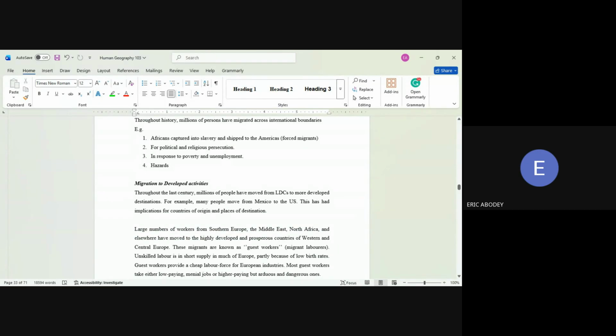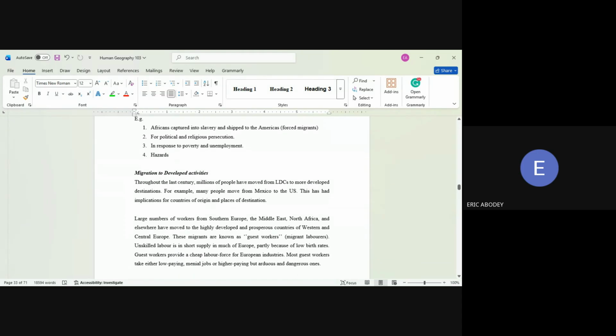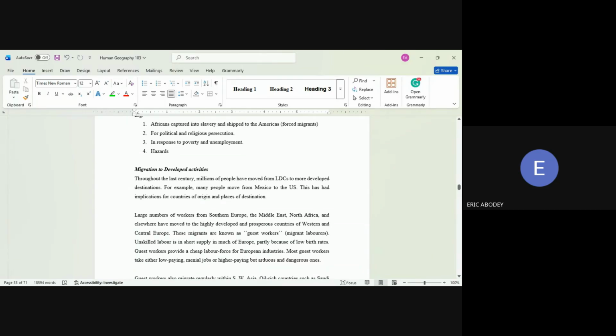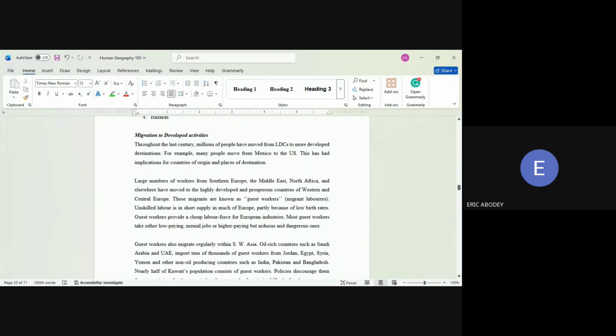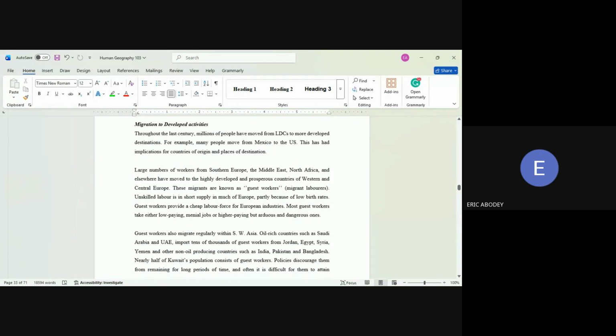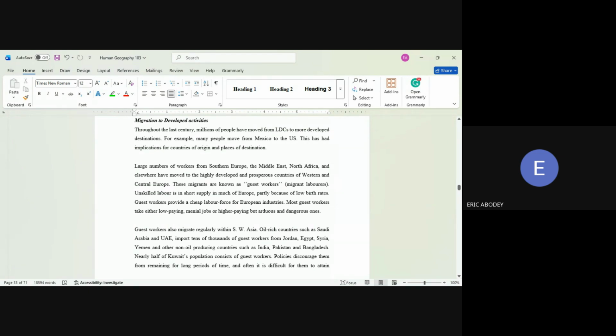Now let's look at migration from developed to developing countries. Throughout the last century, millions of people have moved from less developed to more developed destinations. For example, many people move from Mexico to the US. This has had implications for countries of origin and places of destination. Large numbers of workers from Southern Europe, the Middle East, North Africa, and elsewhere have moved to the highly developed and prosperous countries of Western and Central Europe. These migrants are known as guest workers.